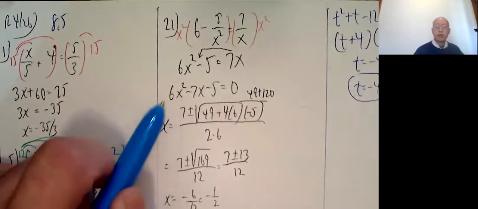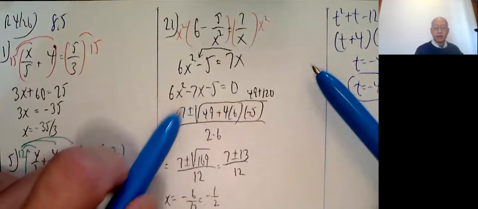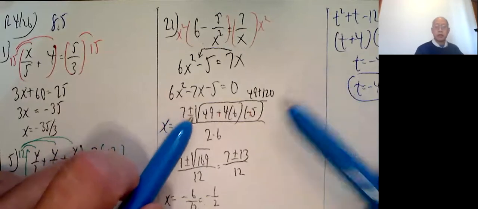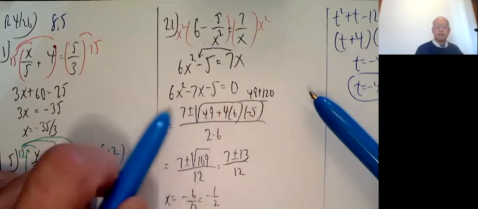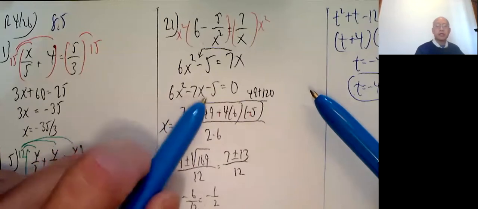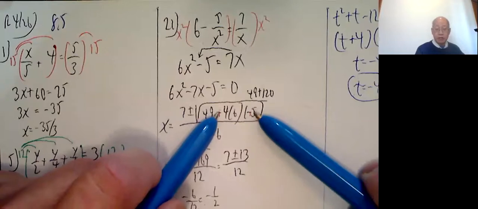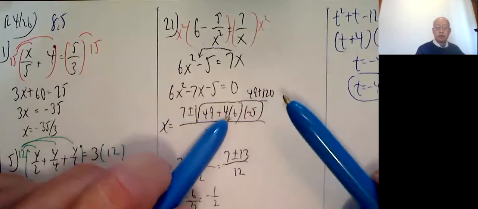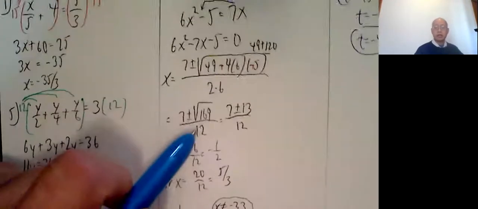Quadratic formula. A is 6, b is negative 7, c is negative 5. X is equal to negative b, negative negative 7 is 7, plus or minus the square root of b squared, 49. Minus 4 times a, which is 6, times c, which is negative 5. So you have a double negative right here. I change it to a positive. In scratch paper, this is 49 plus 4 times 6 times 5 is 120. That comes out to be 169.